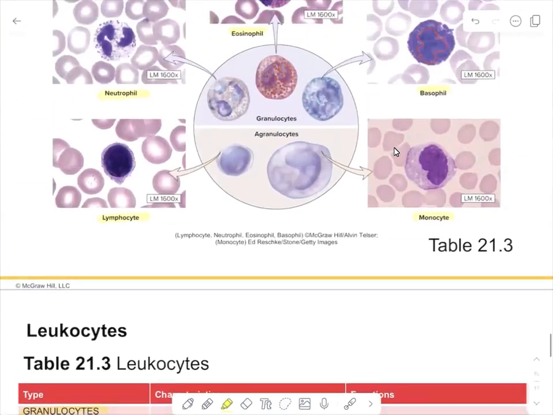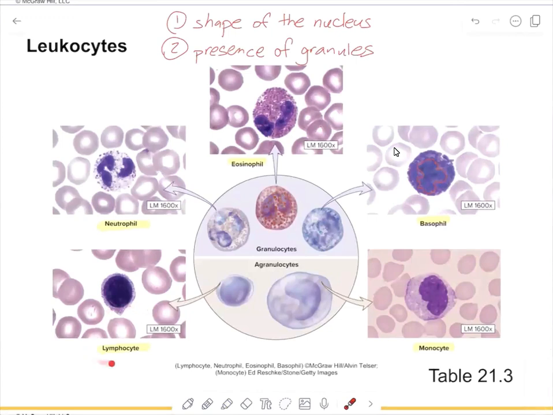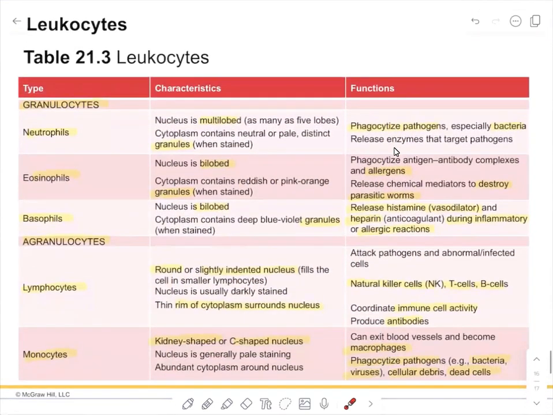So let's go back and take a look at those two. We see the lymphocyte here, which again, the nucleus takes up almost the entire cell. These become natural killer cells, T cells, and B cells. The monocytes, which have almost a kidney-shaped nucleus, are going to develop into macrophages, which go into the tissues and destroy pathogens like bacteria. So you should know the characteristics of the different leukocytes as well as the function and be able to identify them like on the previous slide that you've seen.